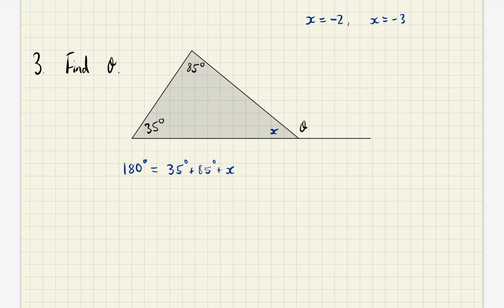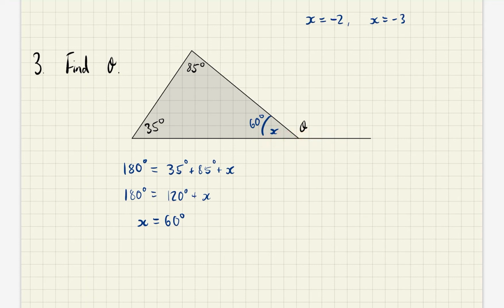So the way I'm going to do it, I'm just going to add 35 and 85 together, which gives me 120. So 180 degrees is equal to 120 degrees plus x. So that means that x must be 60. Now there's a couple ways to do that. One way is just to look and figure it out, or we can do 180 and take away the 120 and we're left with 60 degrees. Okay, so I'm going to write this, that's 60 degrees.